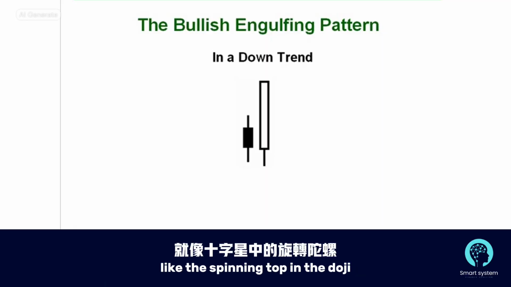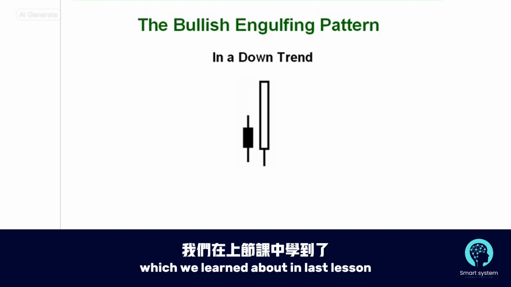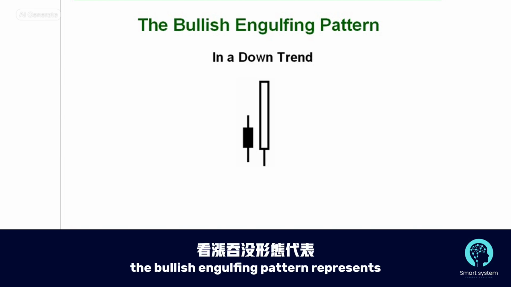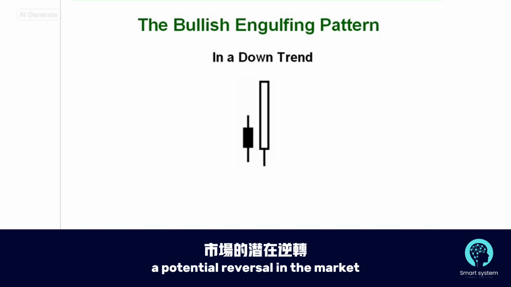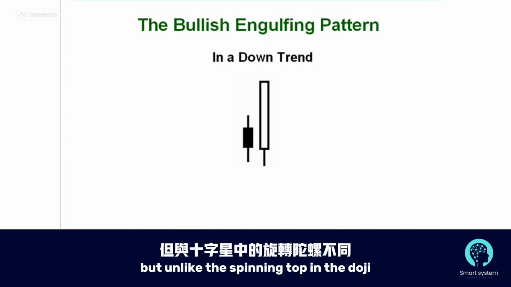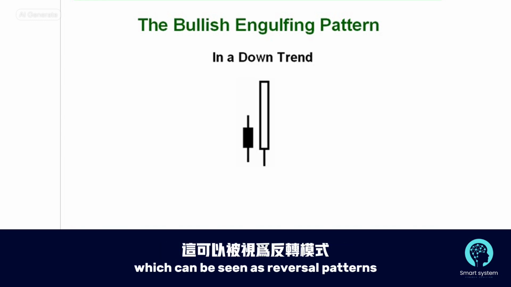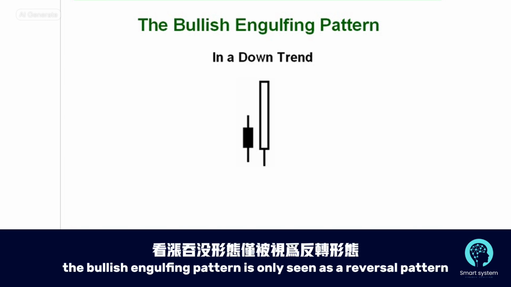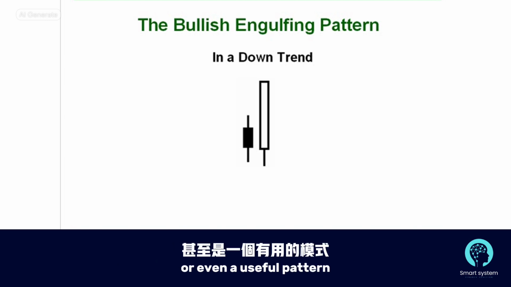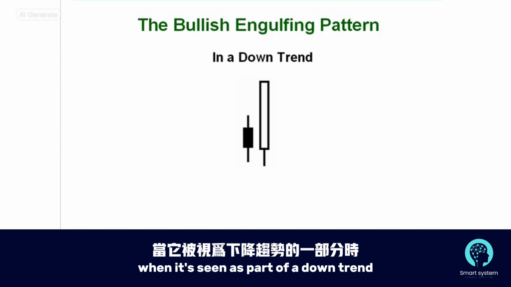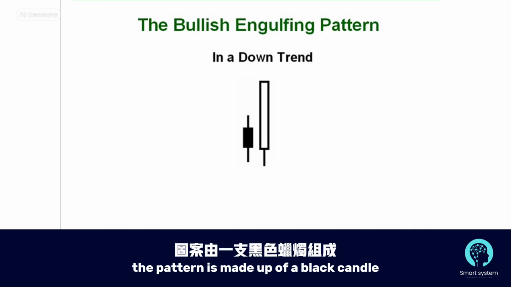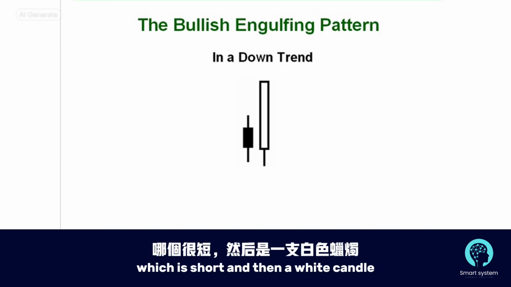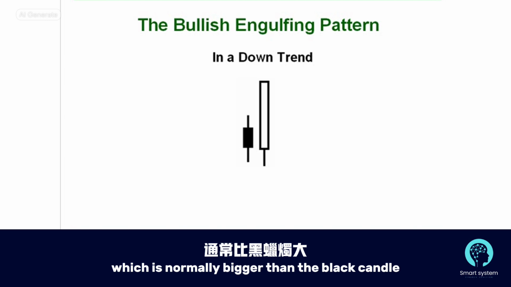Like the spinning top and the doji, which we learned about in the last lesson, the bullish engulfing pattern represents a potential reversal in the market. But unlike those, which can be seen as reversal patterns in either an uptrend or downtrend, the bullish engulfing pattern is only seen as a reversal pattern, or even a useful pattern, when it's seen as part of a downtrend. The pattern is made up of a black candle, which is short, and then a white candle, which is normally bigger than the black candle.